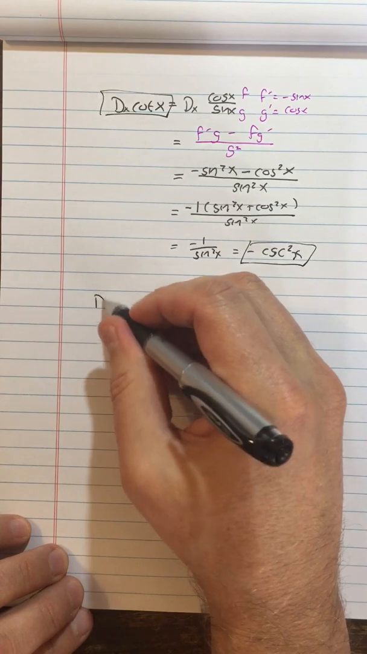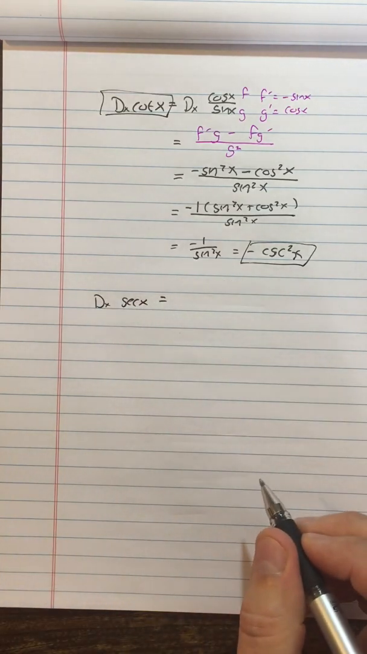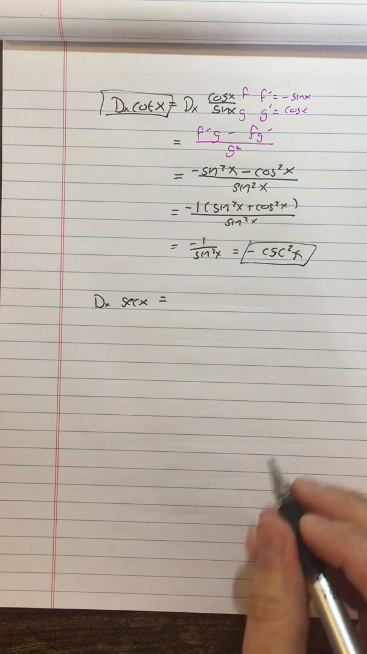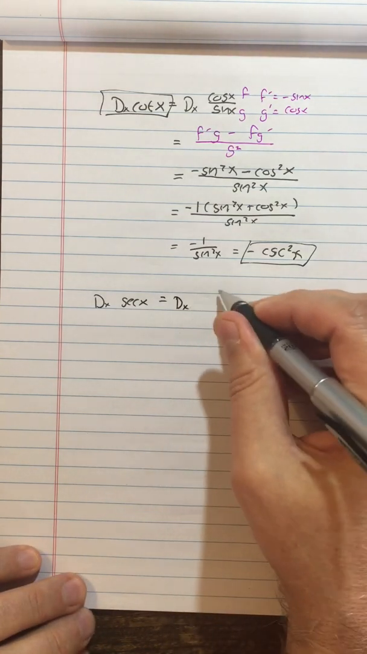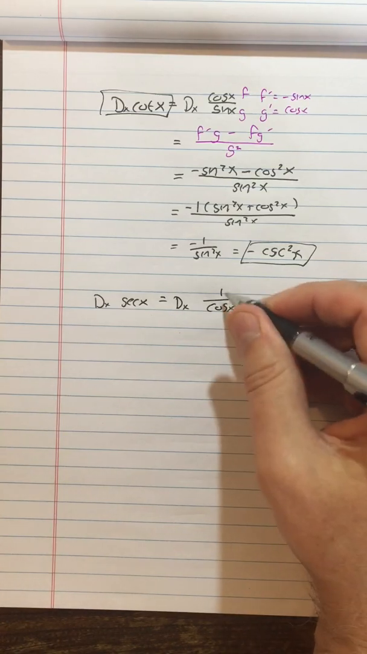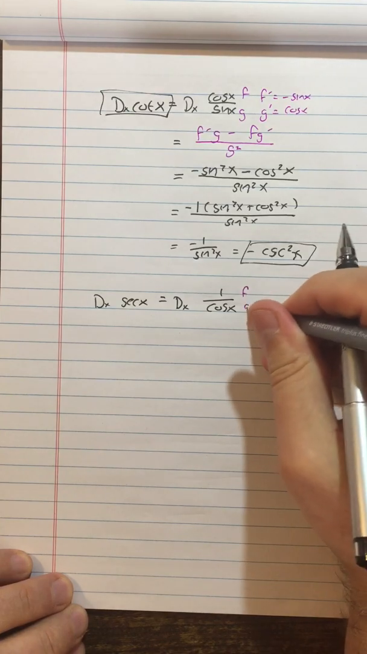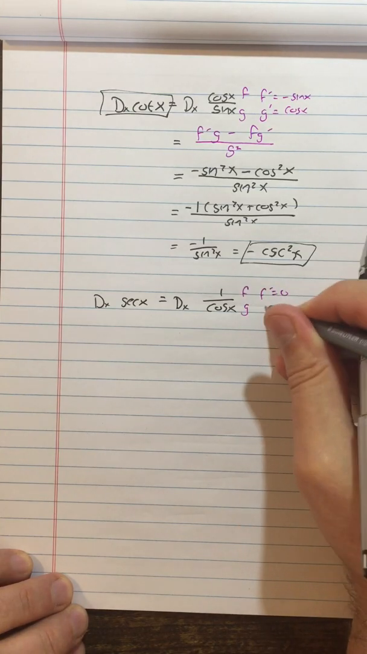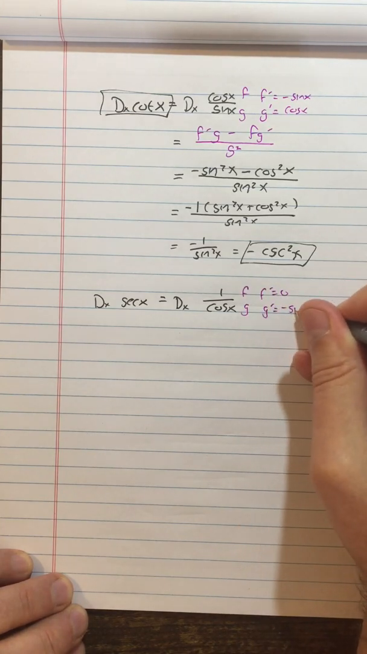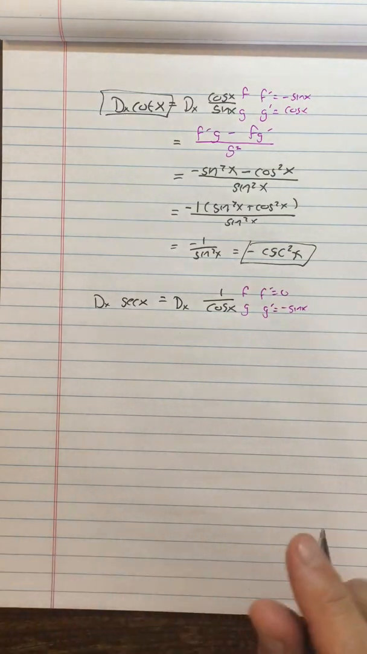What about the derivative of secant? Pause the video, work that one out. Okay, so we're going to say it's the derivative of 1 over the cosine x. Now look, we're going to learn another way, a simpler way to do this, but we can do it with quotient rule. We can go f and g and go f prime is 0, g prime is negative sine x. Sure. Secant is 1 over cosine, yeah, that's right.